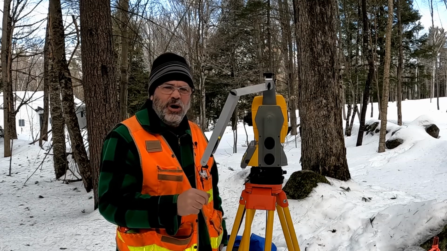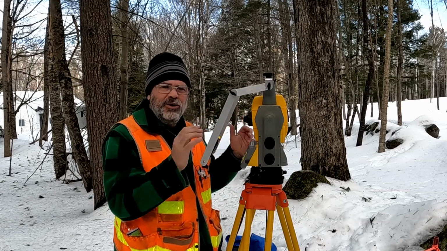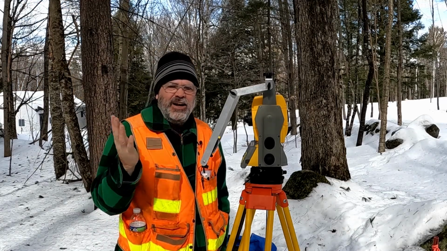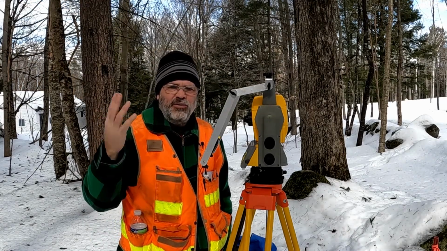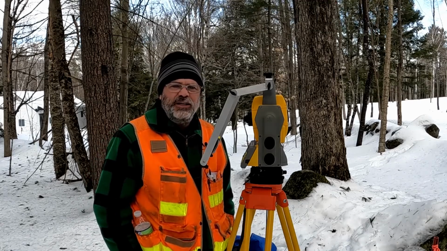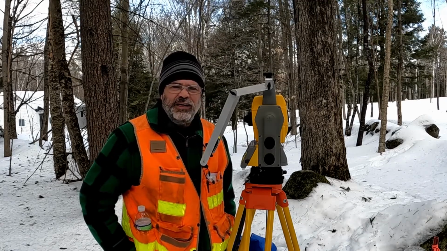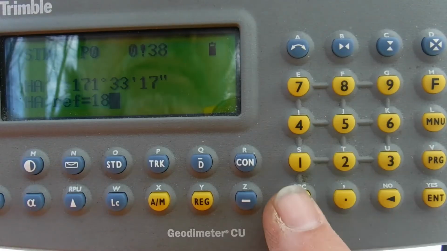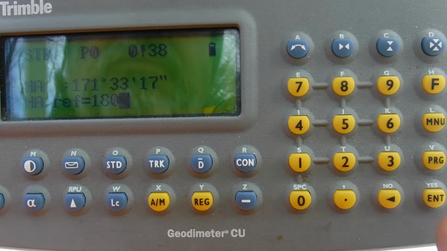What function 21 does is access the internal memory location for the horizontal angle reference. The angle that's in there currently is just random, and it's left over from the previous session. So we want to enter 180 degrees because we're looking southerly back to the origin. So 180, enter.